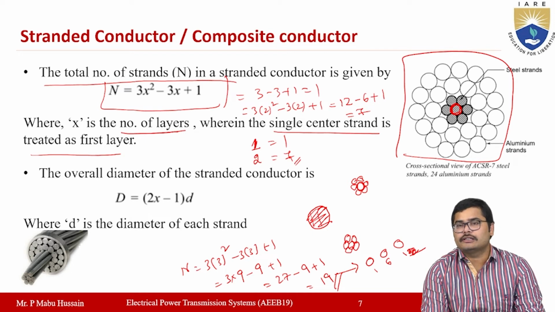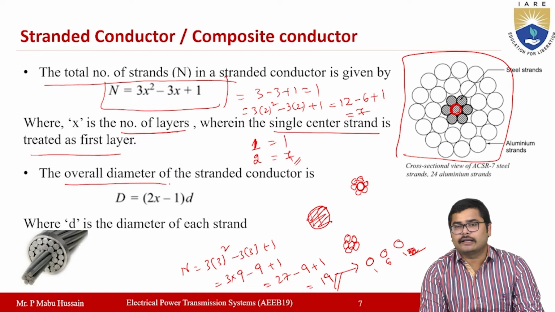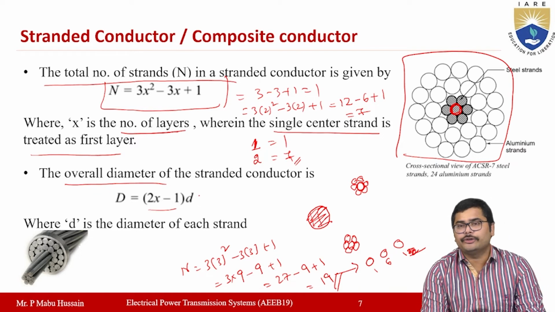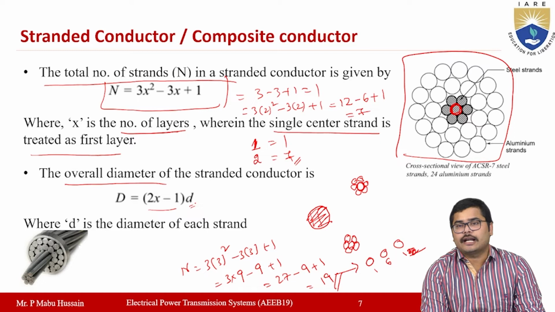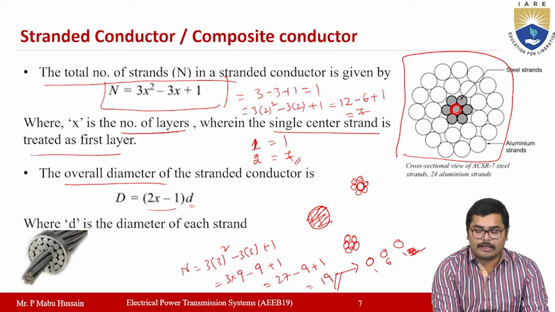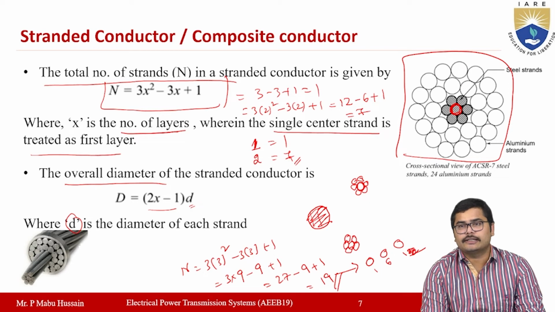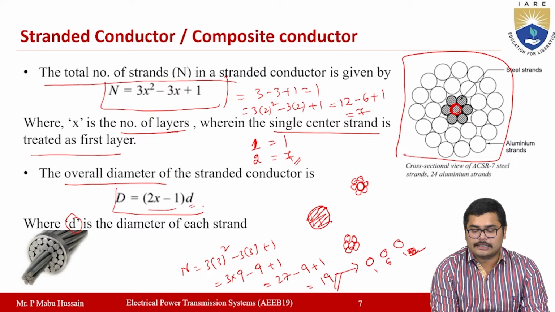Now, if you want the overall diameter of the conductor, for any number of layers, to calculate the total or overall diameter of the stranded conductor, it will be equal to (2x minus 1) into d. Here x is the number of layers, and small d is the diameter of each strand. If you know the diameter of each strand and the total number of layers inside a stranded conductor, then you can find the overall diameter using this expression.